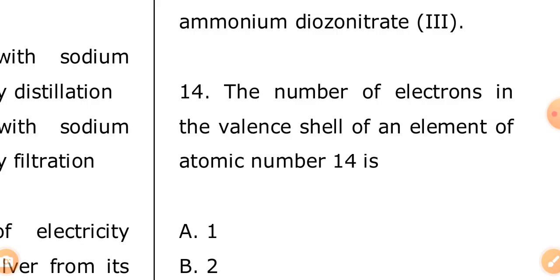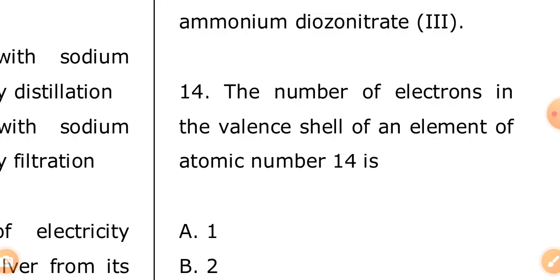Question number 14. Are you seeing it on the screen? The number of electrons in the valence shell of an element of atomic number 14. Tell me the name of this element that has atomic number of 14. Tell me in the comment as a second assignment. Don't forget, don't jump and pass this one. Very important. Tell me the element. Even when you are reading the first 20 elements, the 14th one, tell me in the comment.